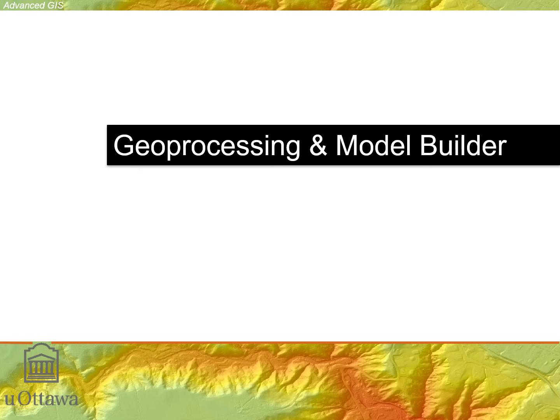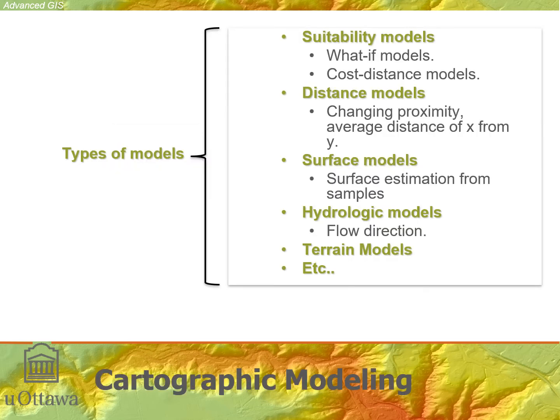Let's look at geoprocessing in Model Builder. There are many types of models that we can create using cartographic modeling or map algebra. And these are just some examples of classes of models: suitability models, which include what-if models, cost-distance models, basic distance models, surface models, cost-distance surface models, hydrologic models, terrain models, etc. So there's all kinds of different types of models that can be built for specific purposes. And we'll look at a few of them here.